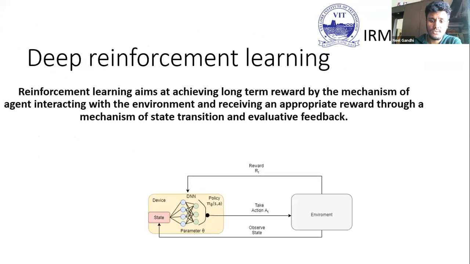So what is deep reinforcement learning? Deep reinforcement learning aims at achieving long-term rewards by the mechanism of an agent interacting with the environment and receiving an appropriate reward through the mechanism of state transition and evaluative feedback. This has been used for complex machine learning problems where decisions are to be taken. As illustrated by the figure, an environment is observed by the agent. The agent takes an action and a corresponding reward is received by using a policy for the agent.